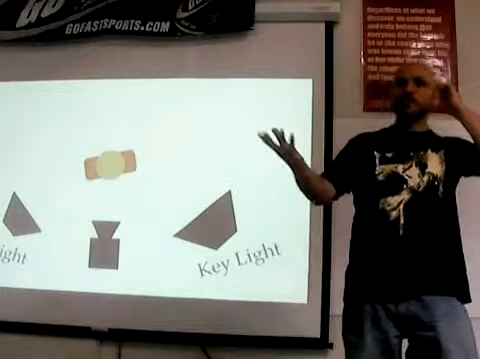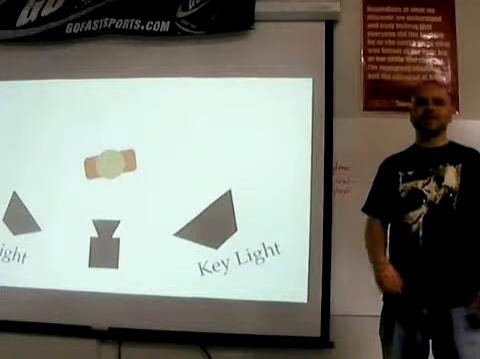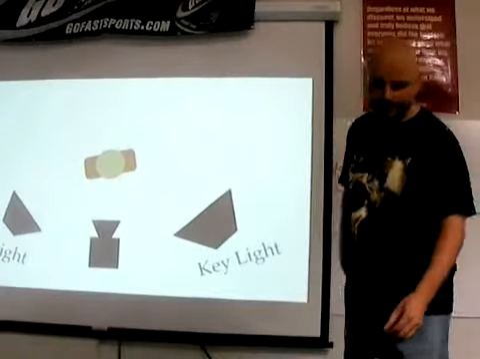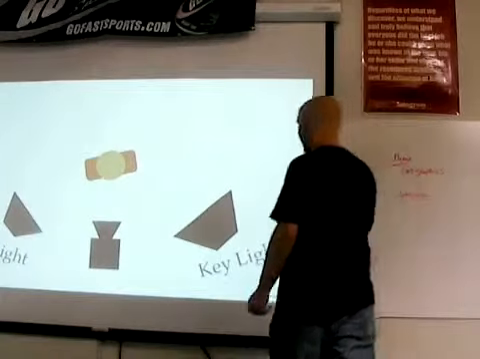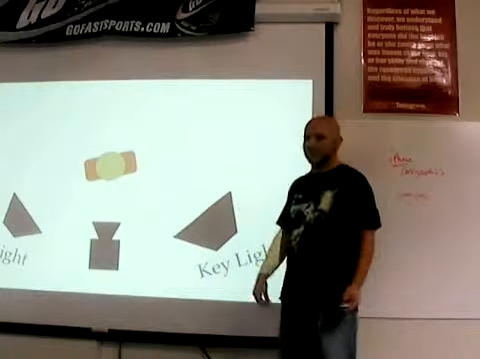You can use a lower wattage bulb, you can put more diffusion in front of it, you can do all kinds of stuff, but move it further away from the source. Okay, that's the fill light. The purpose of the fill light is to fill in the shadows created by the key light.